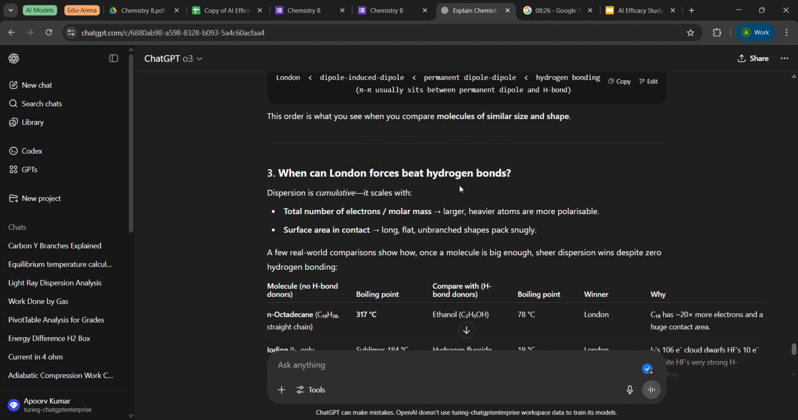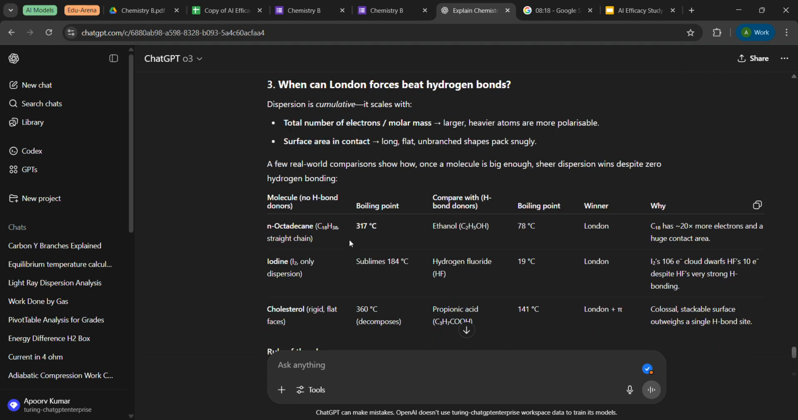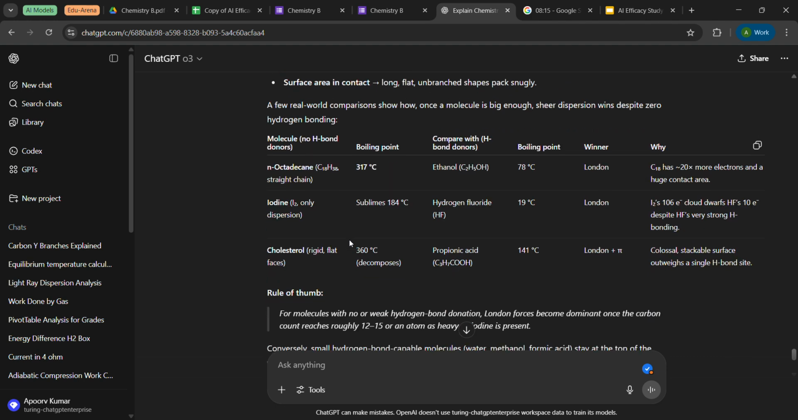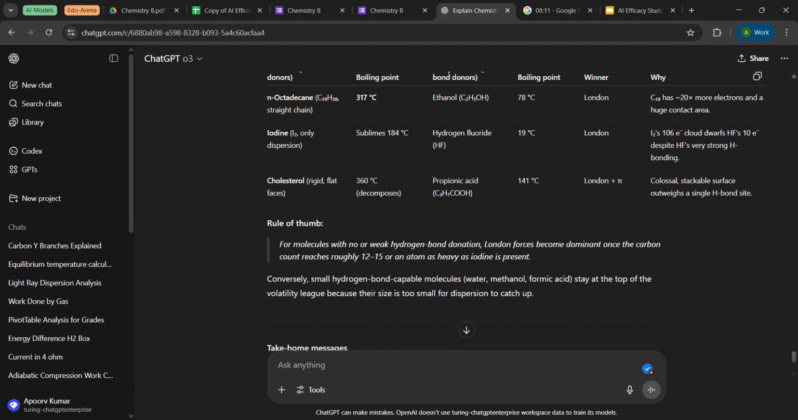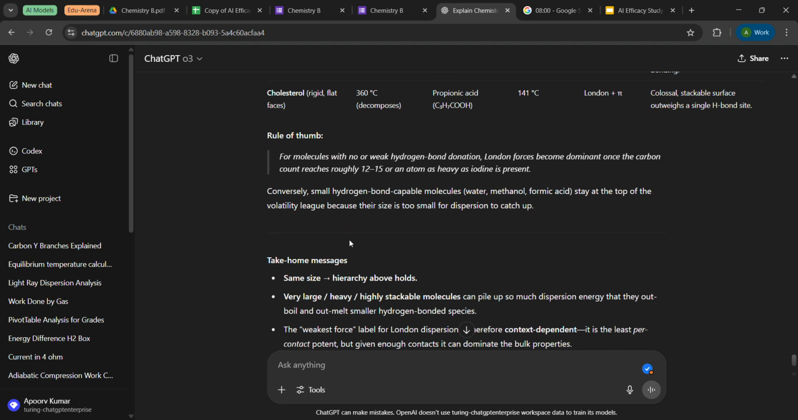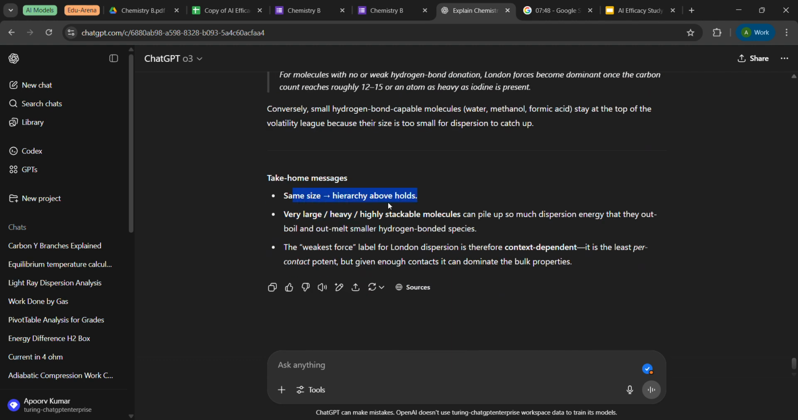The length, the area, the size, and the polarizability. So total number of electrons here, area, yeah. If it is long and branched, then net forces can be created. As iodine is present. Conversely, small hydrogen-bond-capable molecules, water, ethanol, formic acid, stay at the top of the pyramid. Small size, energy holds to very large size. Okay, that makes sense.